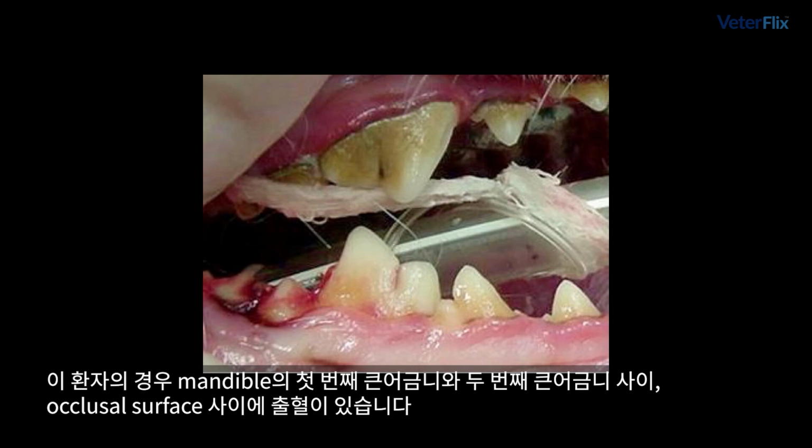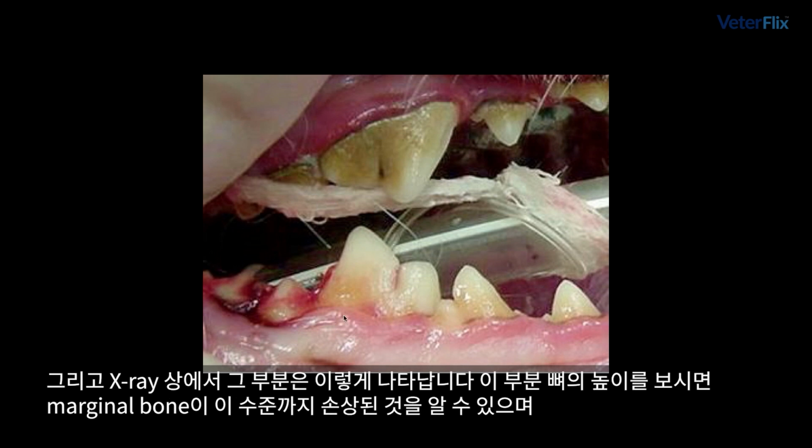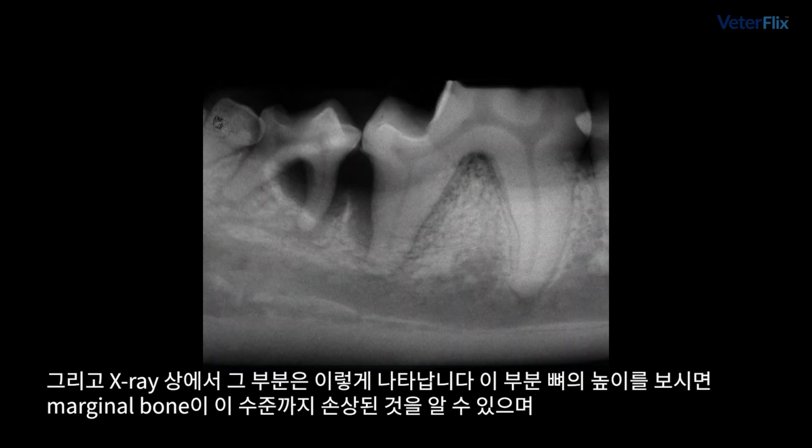Here is a patient where you can see we've got some hemorrhage back in that area between those two occlusal surfaces on the mandible, between the first molar and the second molar. And radiographically, this is the depiction of that lesion.